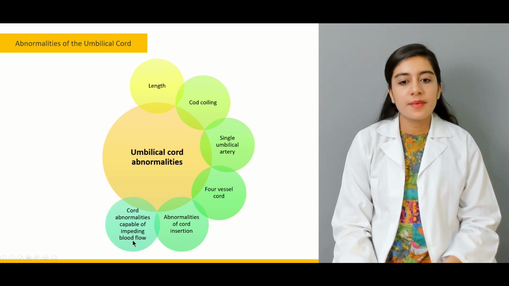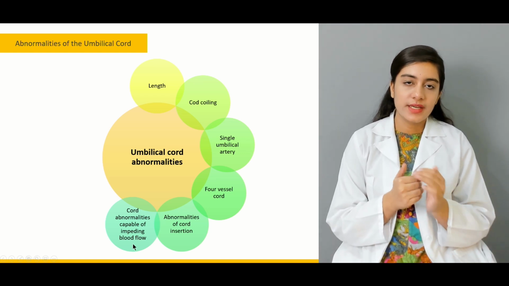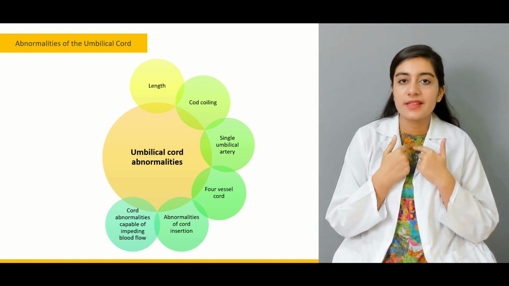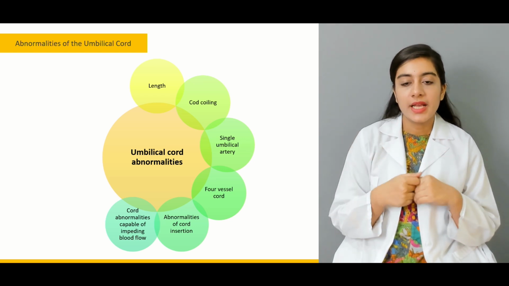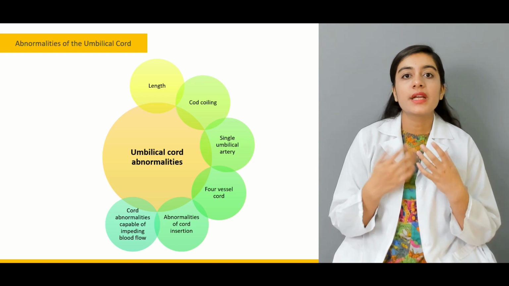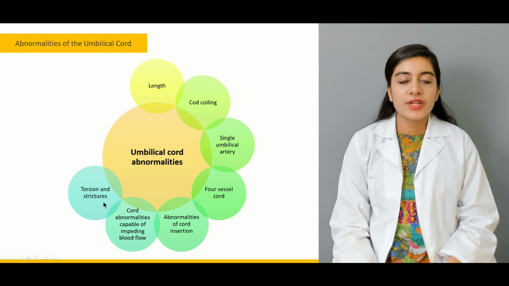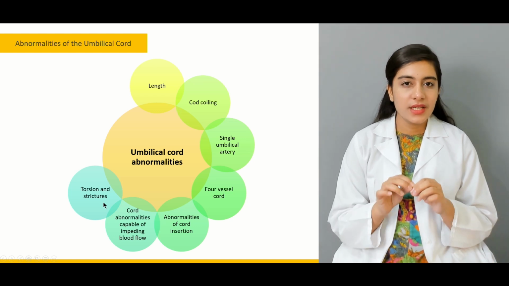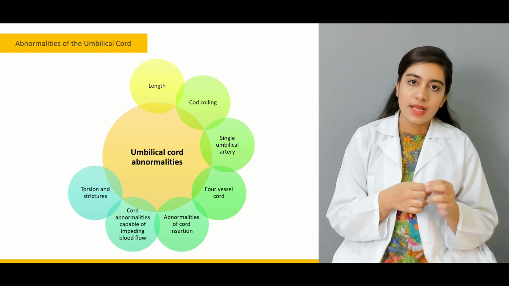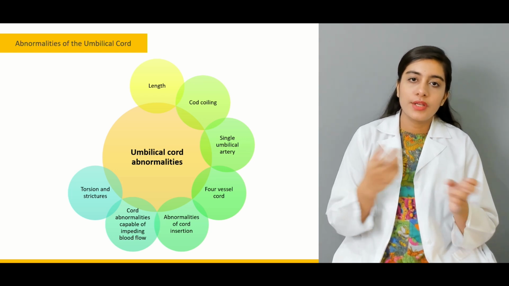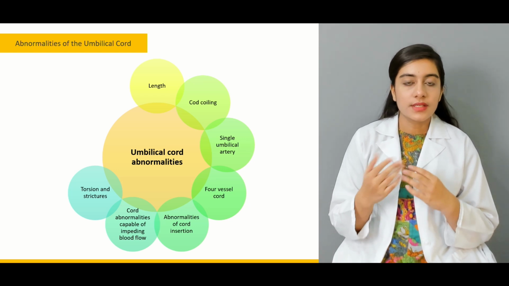Cord abnormalities capable of impeding blood flow: we have talked about three conditions. It can be tied around the neck of the child, which is the most dangerous one, as it can impede the blood supply to the brain of the child. Then it can be around any extremity as well. Then we have torsion and strictures inside the umbilical cord, and because of those, the blood supply carrying all the nutrients towards the fetus can be blocked, and that is a serious situation.